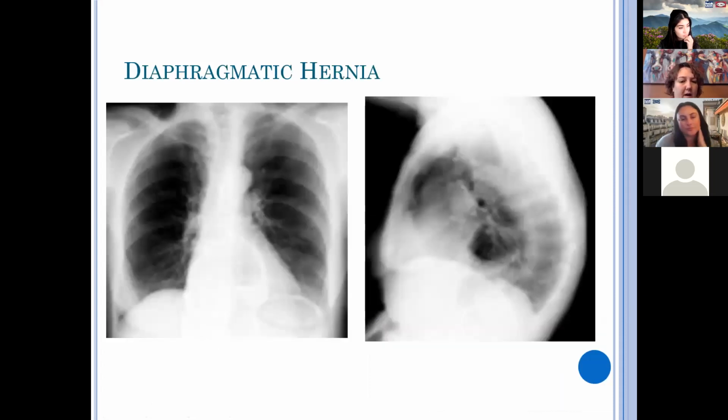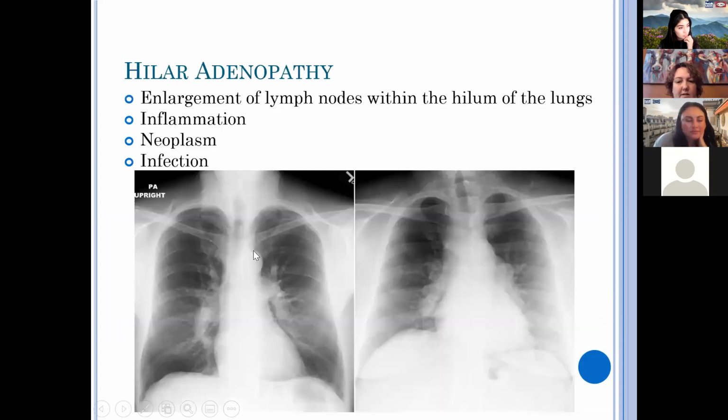Diaphragmatic hernia, you can see a gastric bubble appearing up into the chest. Sorry, I'm sort of zooming through these. I've only got a couple minutes left.